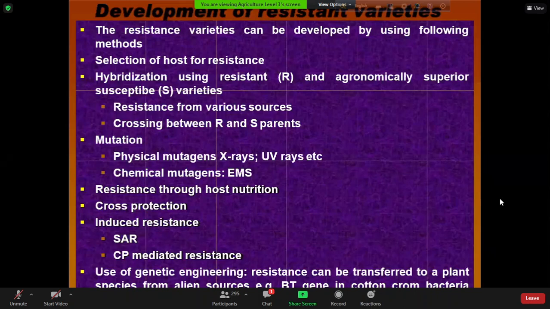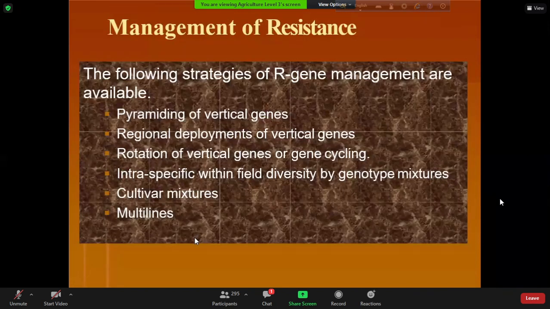But development of resistant variety is a continuous process. That is, the variety that we develop this year may be resistant this year only, may not be resistant in the coming years. Okay? So what do we have to do? We have to manage the resistance. And these are the methods by which we can manage the resistance of the host plant. That is the pyramiding of vertical genes. That is, we have to identify several genes in the natural environment, and we have to accommodate those several genes in the same host plant. We call it pyramiding. Okay?